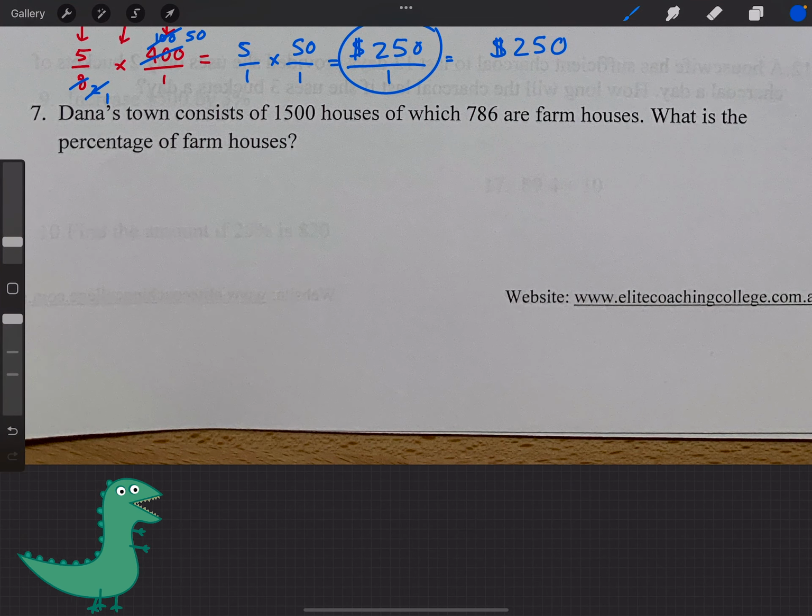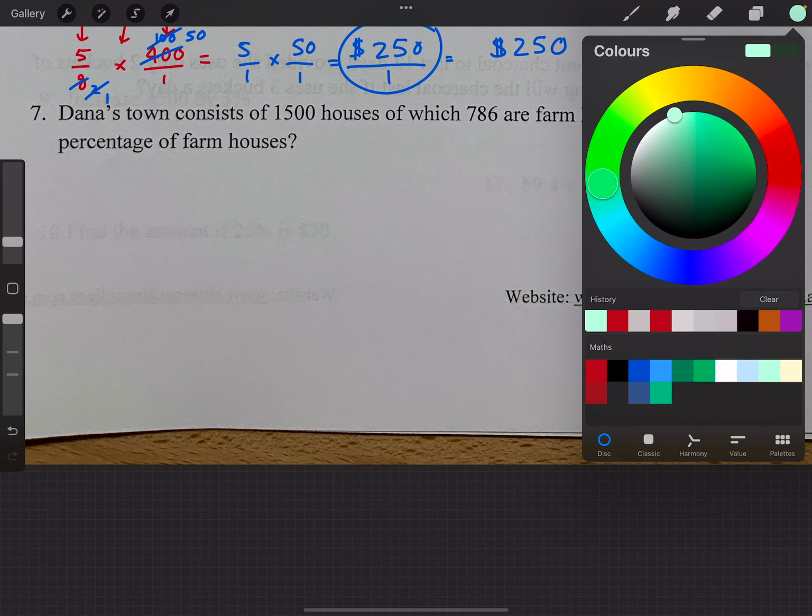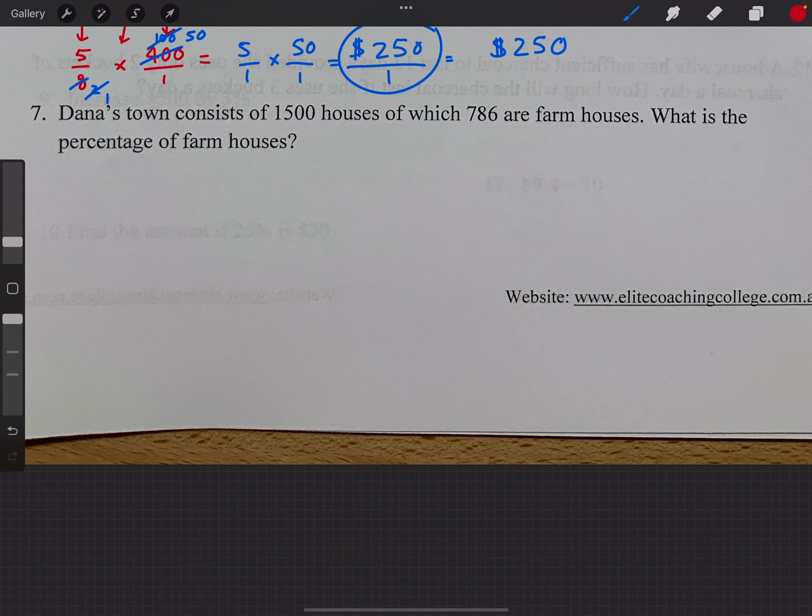Okay, next one. Dana's town consists of 1,500 houses, of which 786 are farmhouses. What is the percentage of farmhouses? So to find a percentage, we're going to take that one divided by the total number of houses, which is this one. So we take 786 divided by 1500.